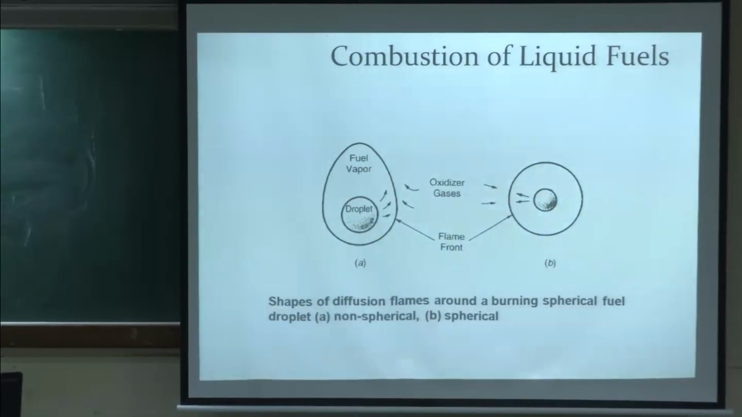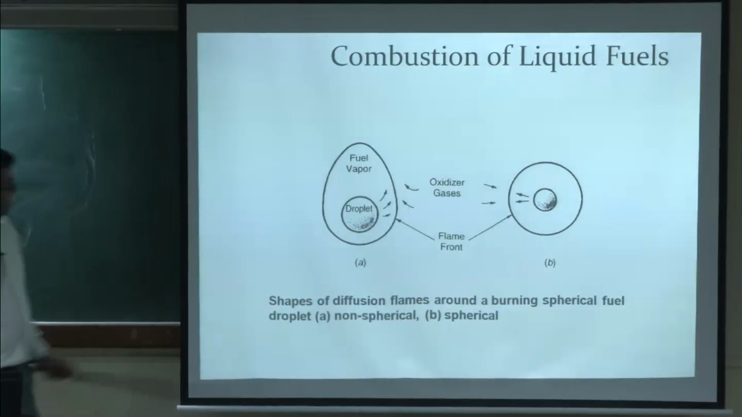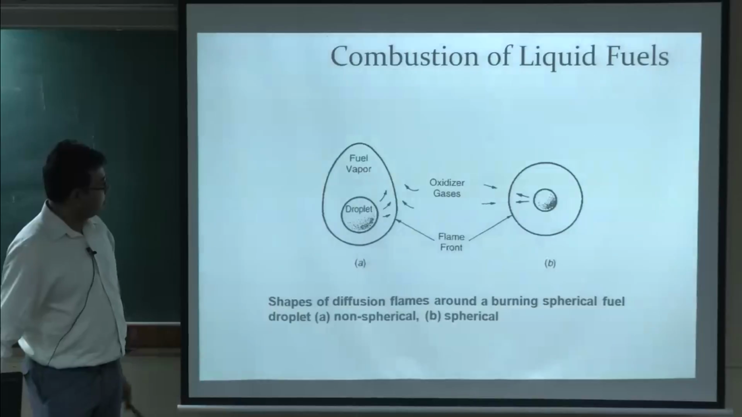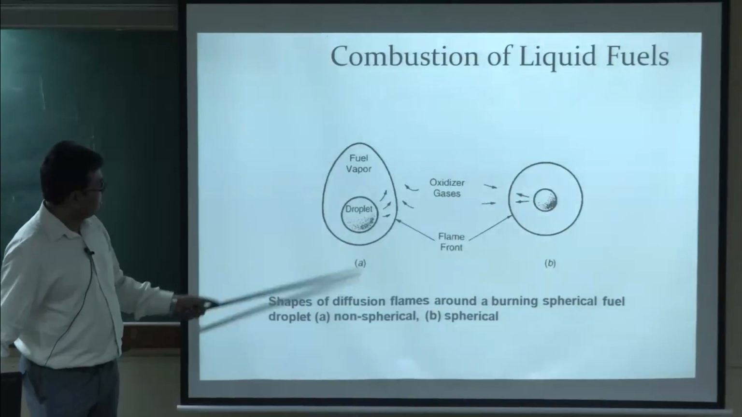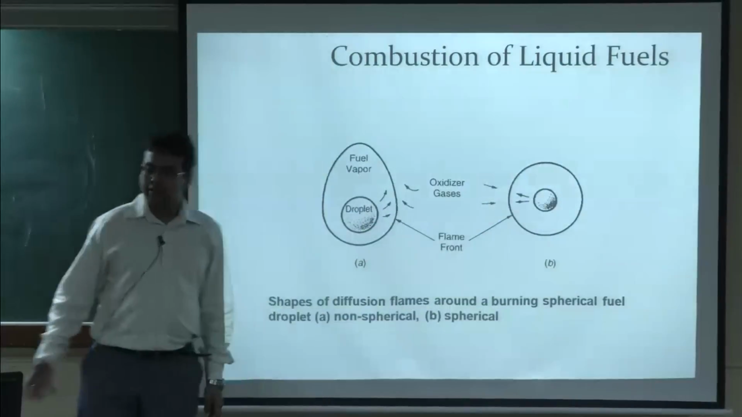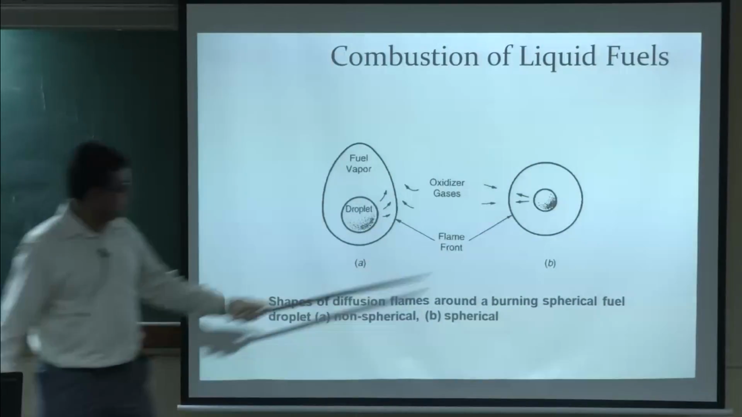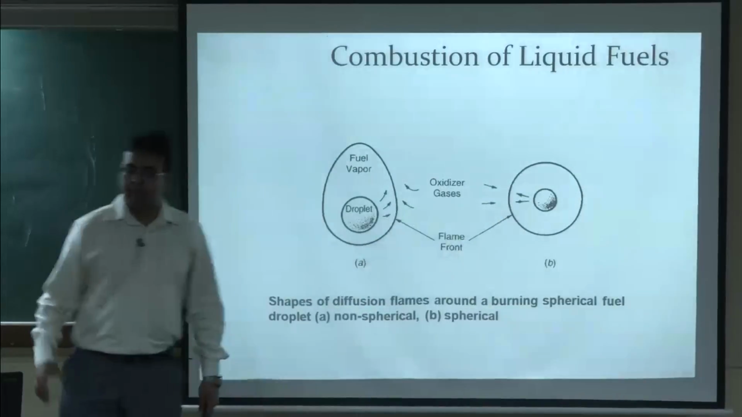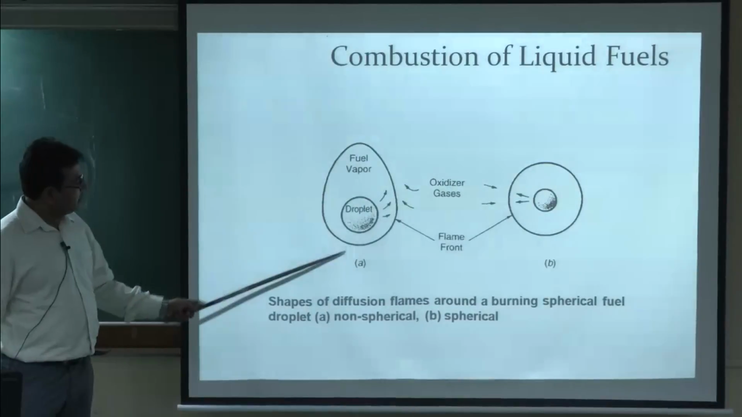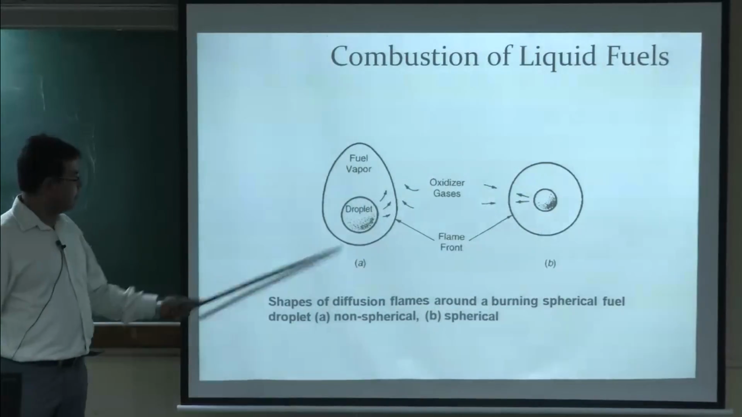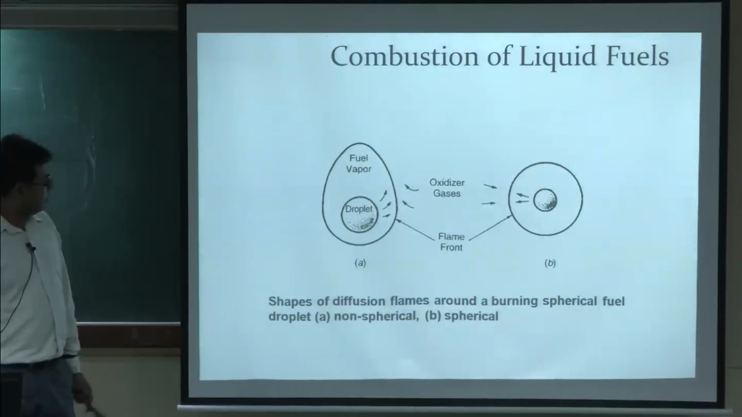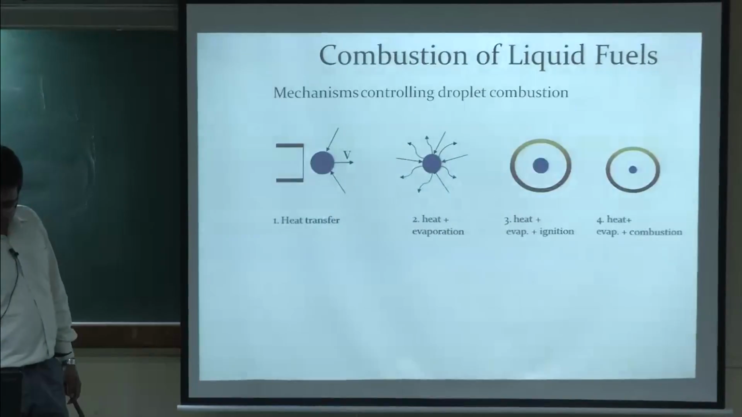So, this is a droplet burning in a convective flow, and that is in a quiescent flow. You can see that if there is no flow, the droplet burns spherically, and you can model it as a spherically symmetric problem. But if there is convection around the droplet, then the flame will not be spherical and will be a little distorted. So, it is a non-spherical flame when there is convection.